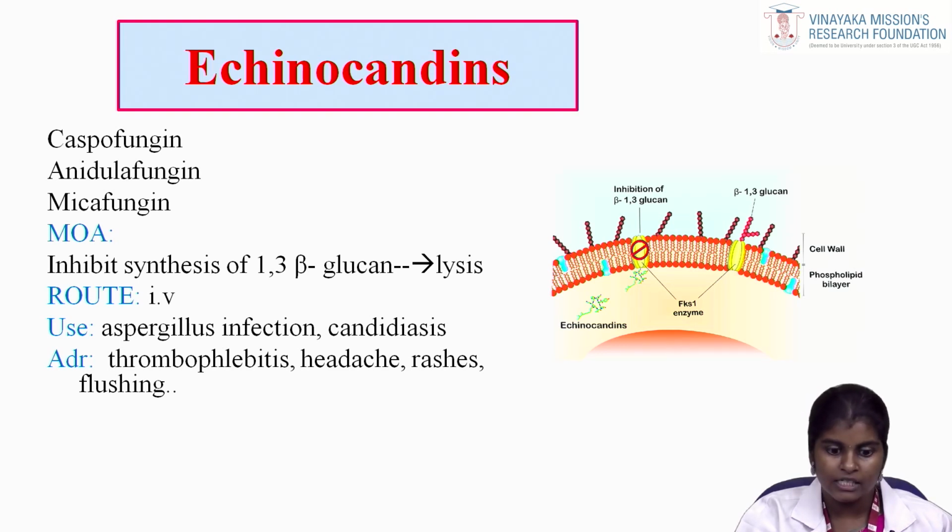As I said earlier, it inhibits the synthesis of 1,3 beta glucan. Finally, it causes lysis of the fungal cell wall. Route: it can be given intravenously. When you are giving it intravenously, you should keep in mind whether the patient is safe or not.